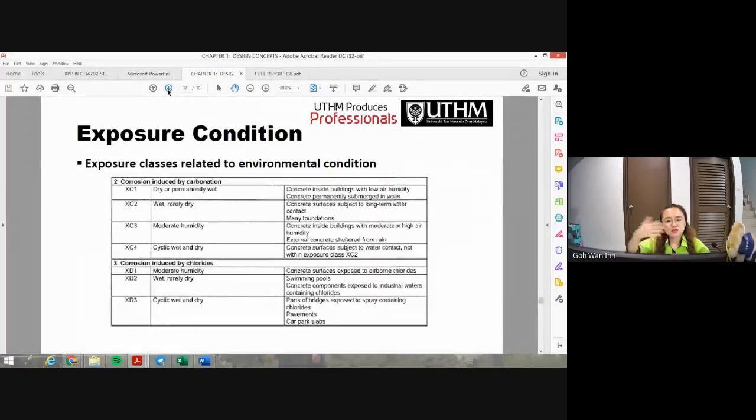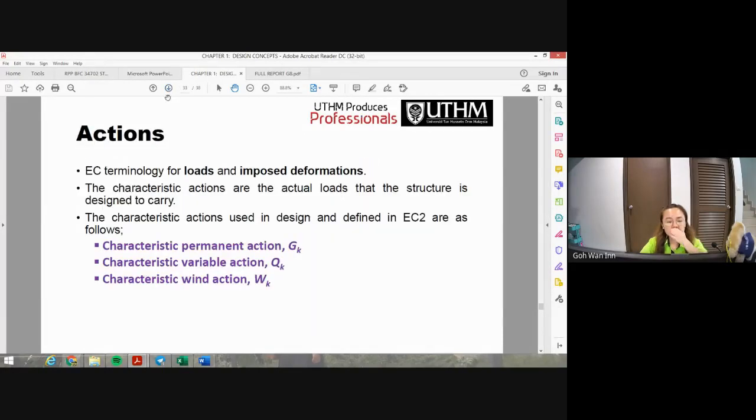And this is the exposure class. We have many exposure classes; you can go through them. This is all in the Eurocode. Corrosion induced by carbonation: XC1, XC2, XC3, XC4. These are all different. You can read through them later; I will not explain them here. Corrosion induced by chlorides: you have XD1, XD2, XD3. You can see examples such as concrete surfaces exposed to airborne chlorides, and then swimming pools and so on. This is according to different designs, and then it will give you the tables.